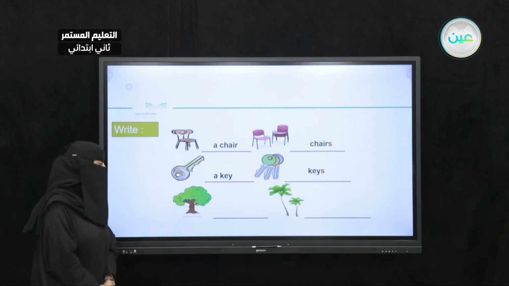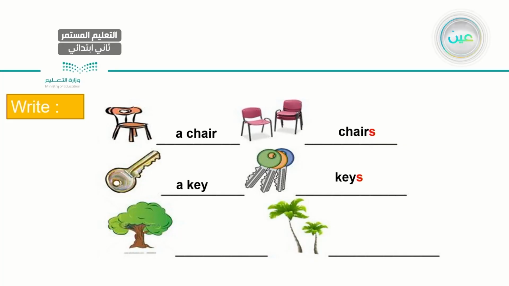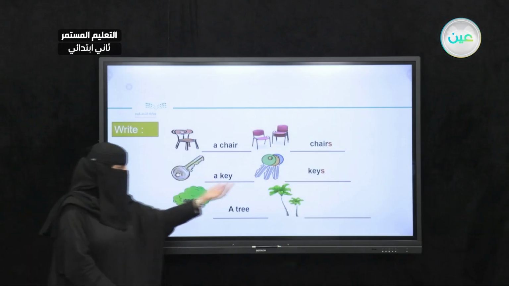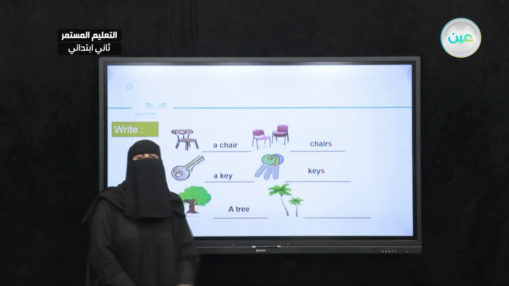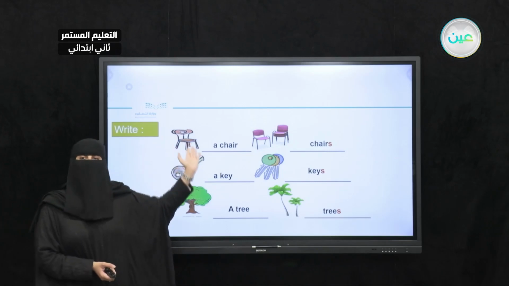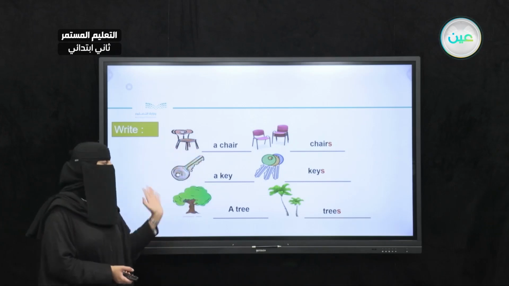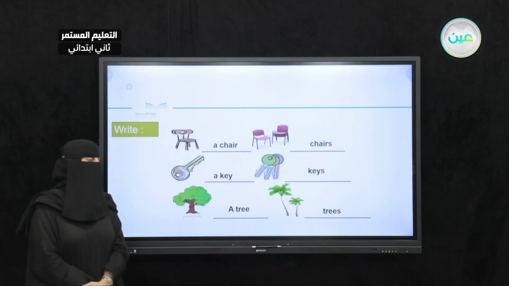Let's go to the next one. How many trees can you see? A tree. Very good. Singular. A tree. How many trees can you see? 1, 2, 2 trees. Also ends in an S. So here to your left, I have singular items. To your right, I have plural items, more than 1.